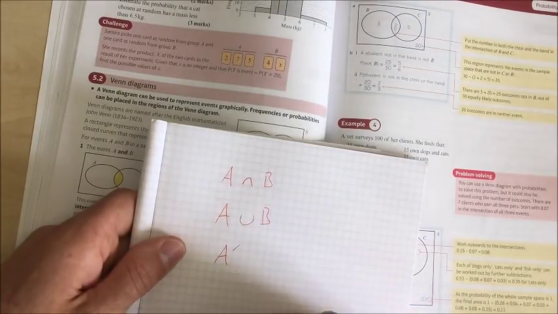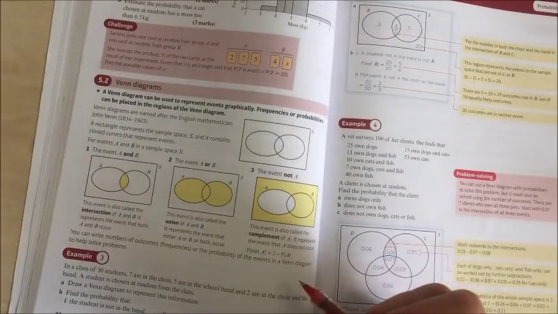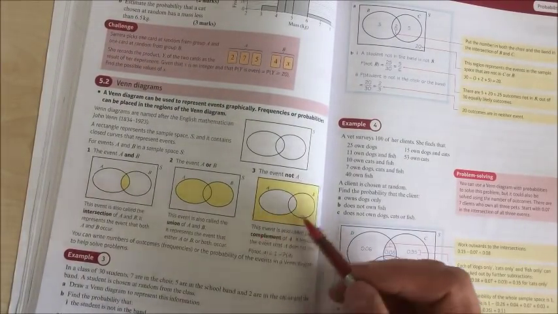A dash, or not A, or A complement, is everything outside of set A. And that's the yellow shape on the diagram there.